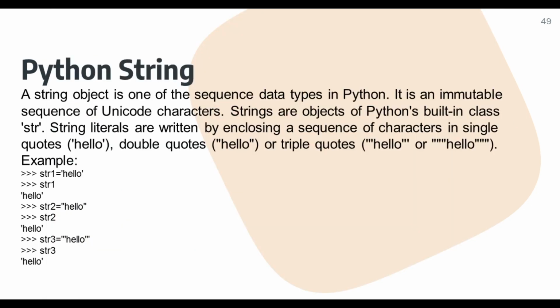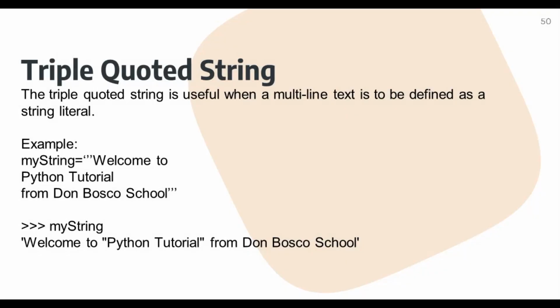So we have learned what a string is. You can see the example: str1 is hello within single quotes, and printing str1 shows hello. Now str2 is hello within double quotes, so it will say hello. String 3 is within triple quotes, and printing string 3 gives hello. Now the triple quote string.